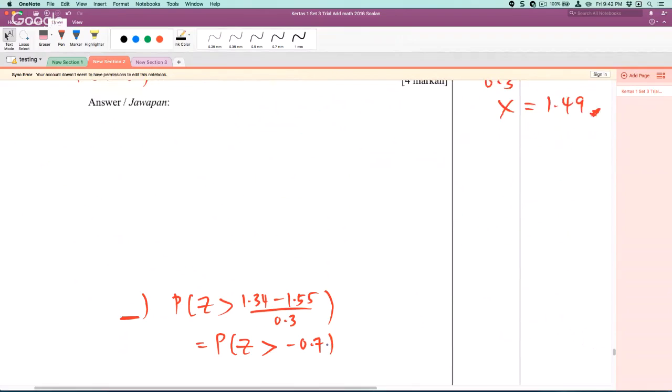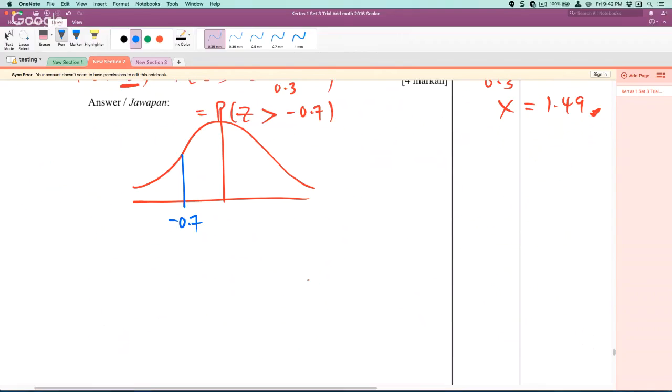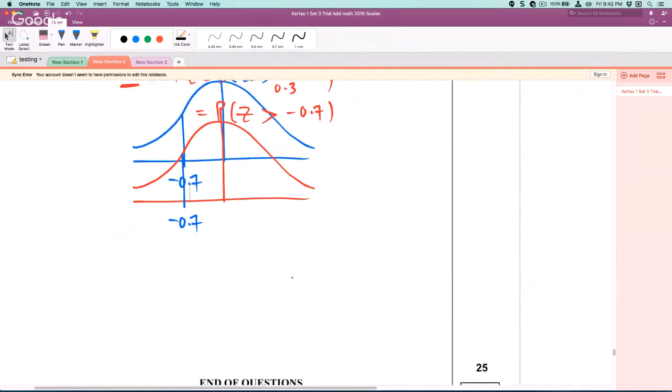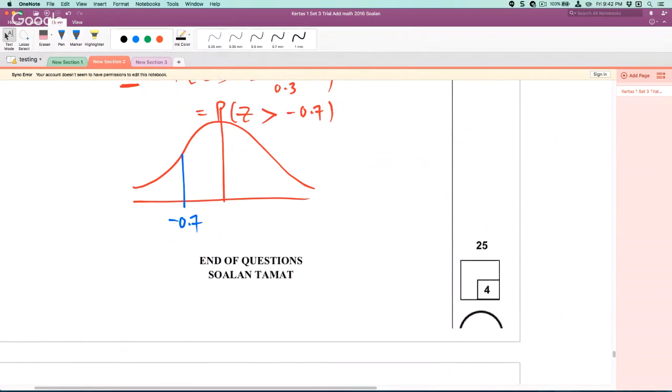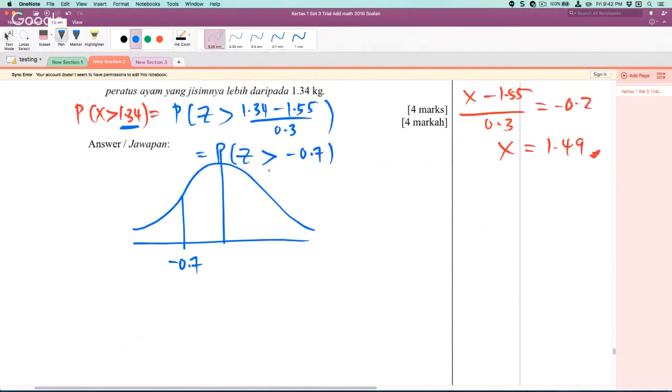Okay, I will draw out the diagram here. This is a bell-shaped diagram. So for negative, I just randomly draw this line over here. You can draw it anywhere, as long as you make sure you draw it in the negative zone, then everything will be good. Okay, so whenever you see bigger here, that means you have to shade in the other direction. So I will shade in this direction.